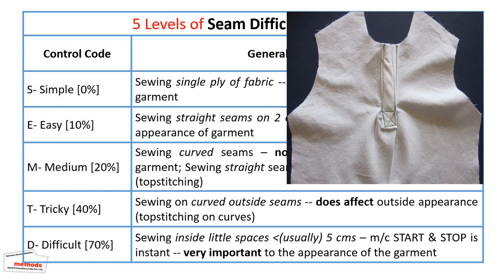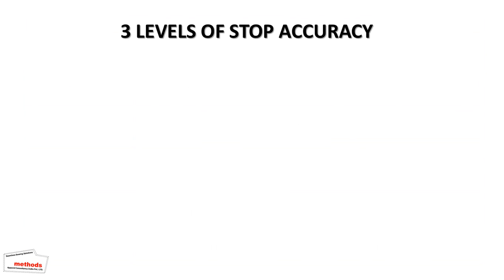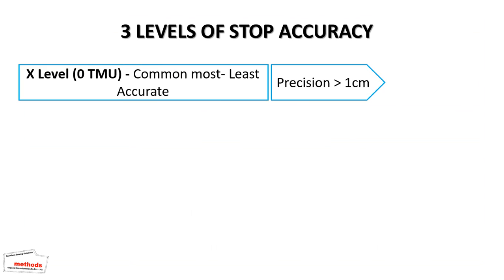There are 3 levels of stop accuracy. The first level is called X level and accounts for 0 TMUs. This is the commonmost stop accuracy level and is the least accurate. The precision for stop required over here is more than 1 centimeter. An example would be runoffs after overlocks.